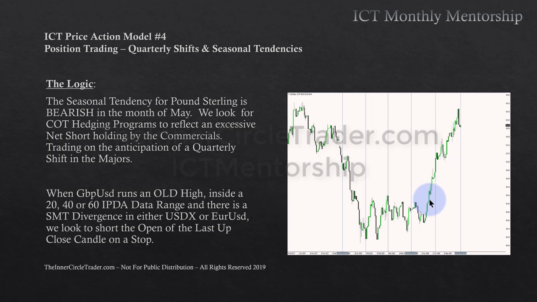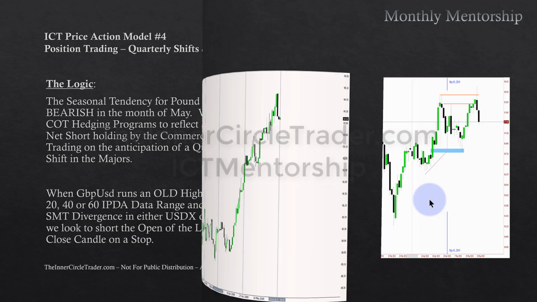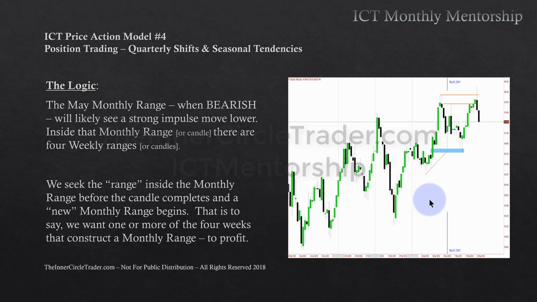If you go back and look at your charts on May's high on the daily chart, and I'll show you a chart with the dollar index in contrast, but I don't include the euro dollar chart here, but it did diverge bearishly to the higher high in British pound. But we look to short the open of the last up close candle on a stop. Okay, so I'll go into the next chart and you can see a little bit more detail.